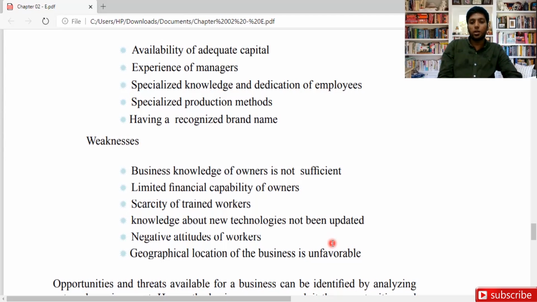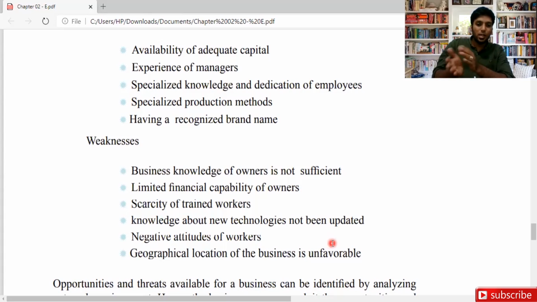When you move on, geographical location of business can be unfavorable. If you have a good name, a luxurious name, a good brand mark, and you put it in a place where there is a lot of crime, people will not come and buy because it's a crime area. So you need to be very careful when you choose a location to become successful.